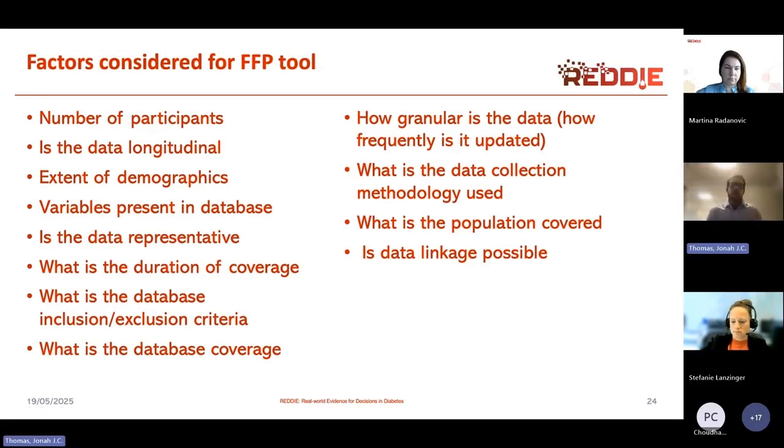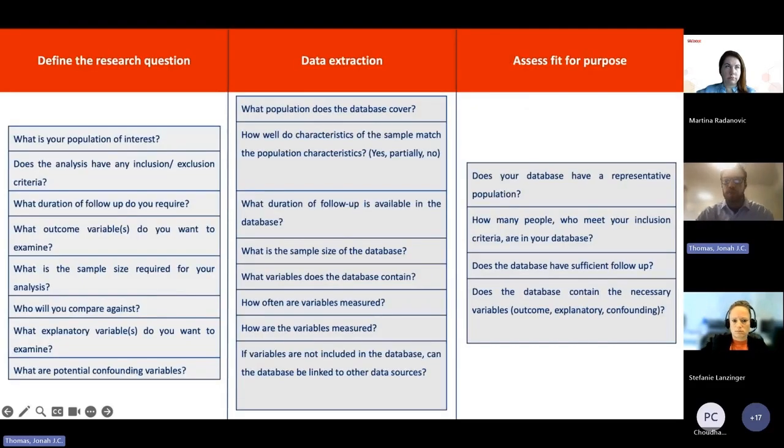So the number of participants, is the data longitudinal, the extent of demographics, the variables that are present within the database, the representativeness of the data, what is the coverage duration, what are the inclusion and exclusion criteria applied to the database, what's the database's coverage, how granular is the data, how frequently is that data updated, what is the data collection methodology used, what is the population covered, and is data linkage possible? So these were our 12 statements which we then took forward when we were creating our tool.